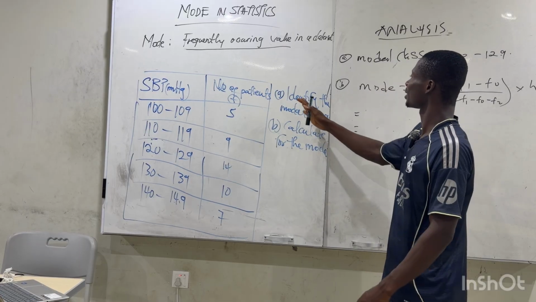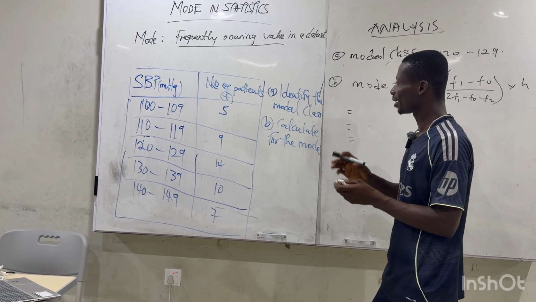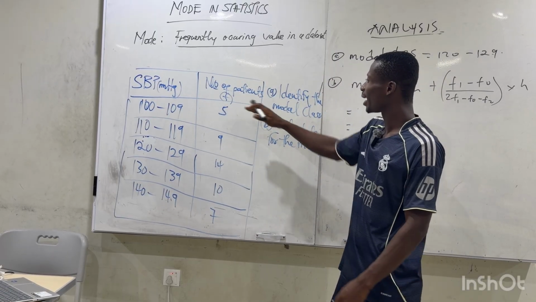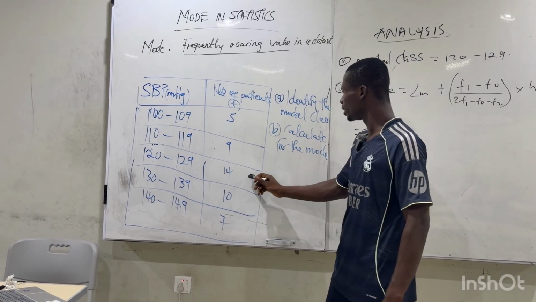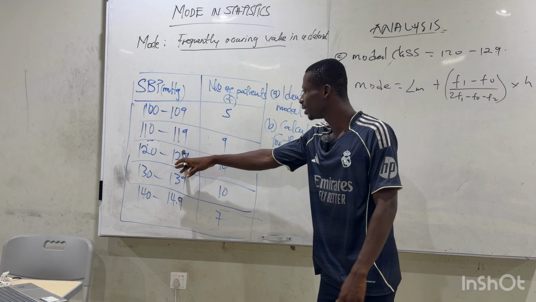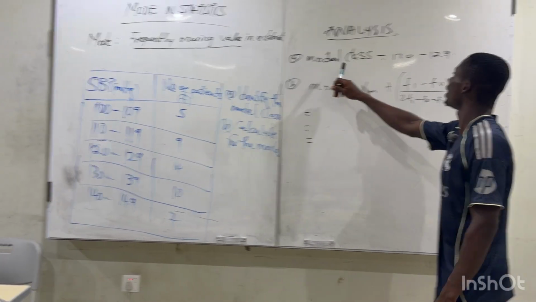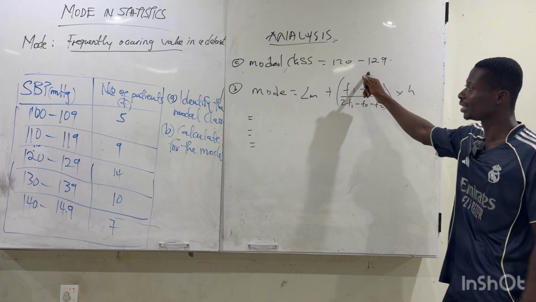So the first question has asked us to calculate for the modal class. In calculating for the modal class, look at the class with the highest frequency. So checking the table, we have 14 to be the highest frequency. So you trace it to the class, and you are having 120 to 129. So the modal class for the first question is 120 to 129.